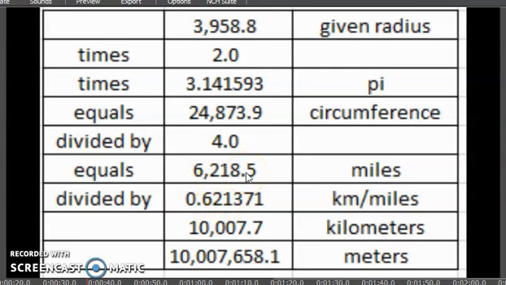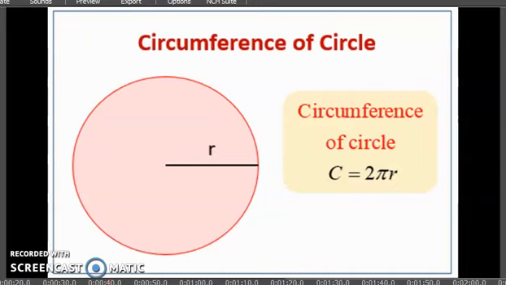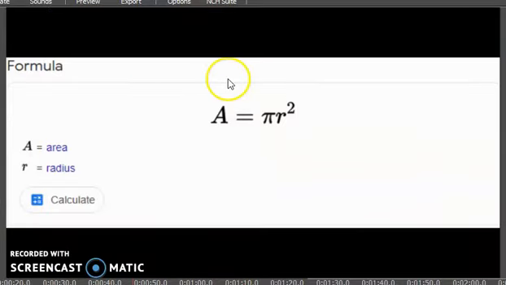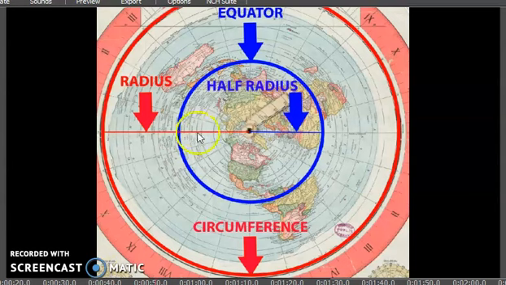6,218.5 miles. One can use this number along with the formula for the circumference of a circle, C equals 2 pi r, and the area of a circle, pi r squared, in order to determine the circumference and the area of the flat Earth. Okay, so if we were to take the half radius and double it, it should give us the radius.